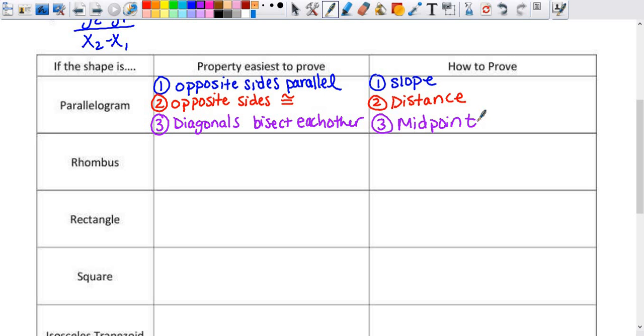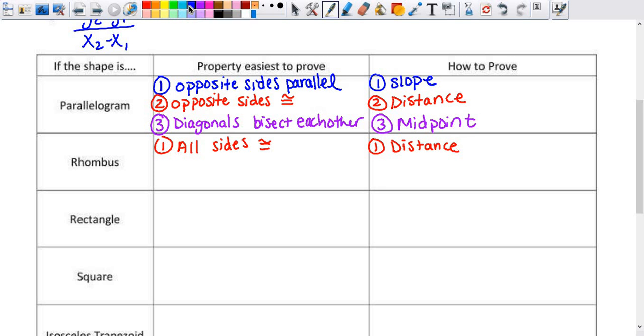Okay, so now let's go on to rhombus. The easiest thing to prove, the first thing you're going to think of, actually, I should say, would be that all sides are congruent. So all sides congruent, and you would use distance. So anytime you're looking at lengths and you want them to be the same, you would use your distance formula.